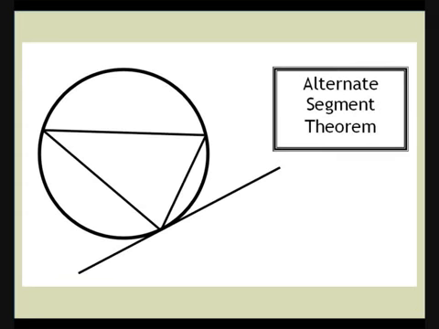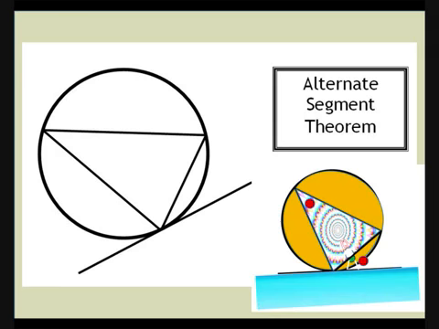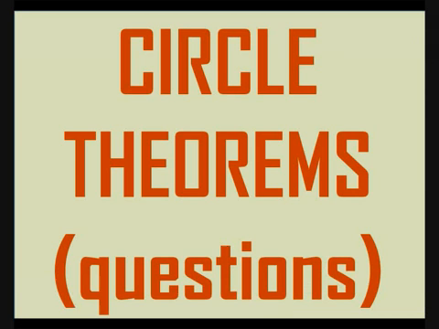Our final theorem is the alternate segment theorem. An angle between a chord and a tangent is the same size as the angle opposite the chord. I think it looks like somebody windsurfing in front of the sun, in which case the top of the sail is the same angle as the one by his or her feet. Now for some circle theorems questions.